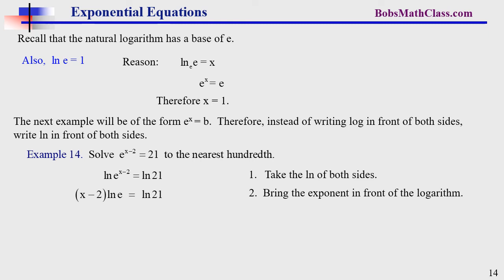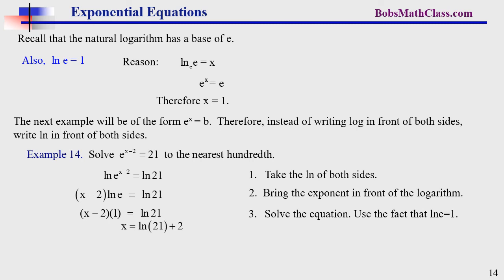like we did before, and that's because what is the ln of e? Well, there it is at the top of the screen. Ln of e is equal to 1. So it's just x minus 2 times 1. Cool, right? And what's x minus 2 times 1? Just x minus 2.